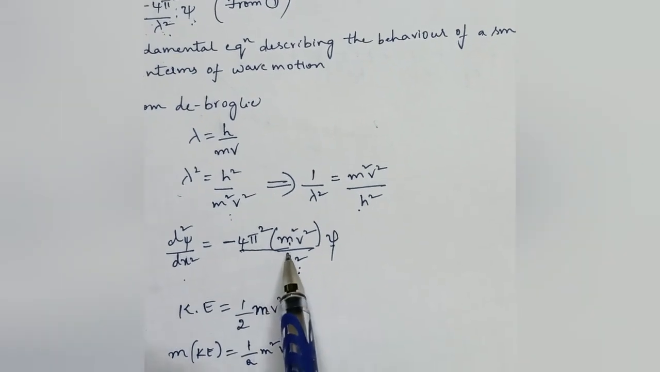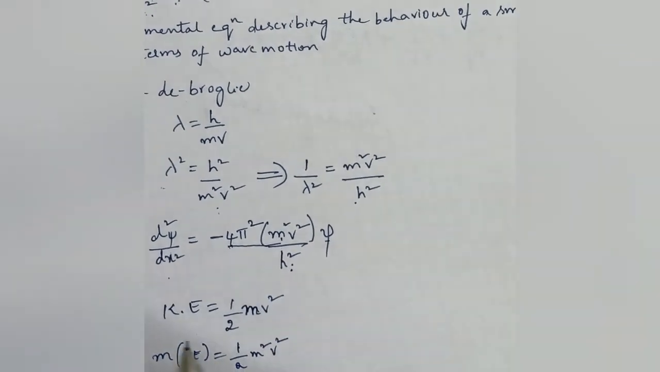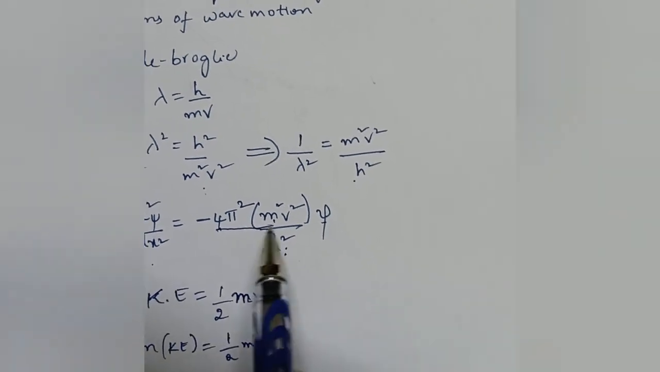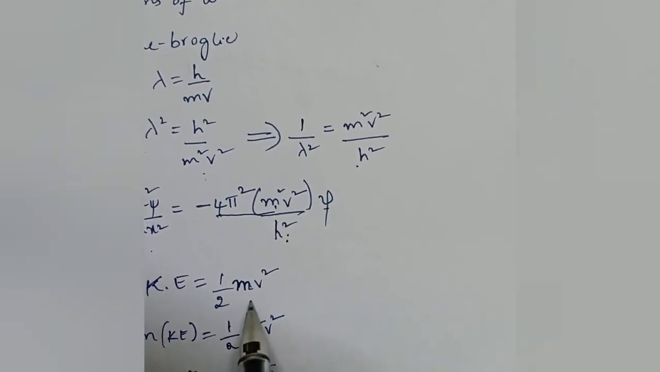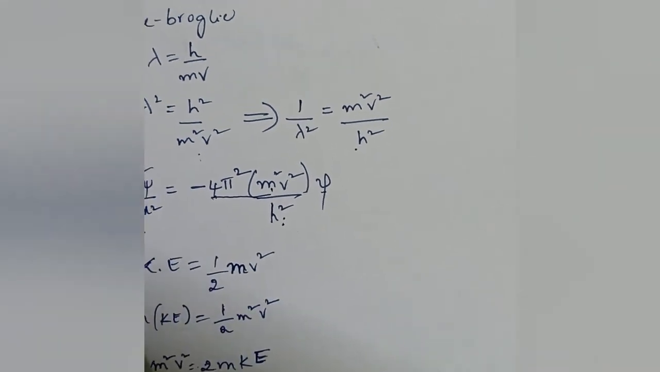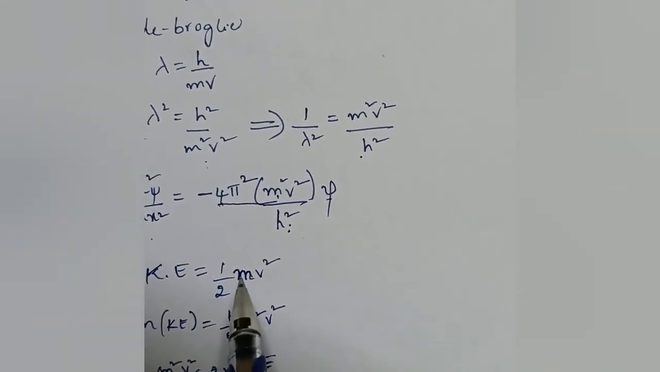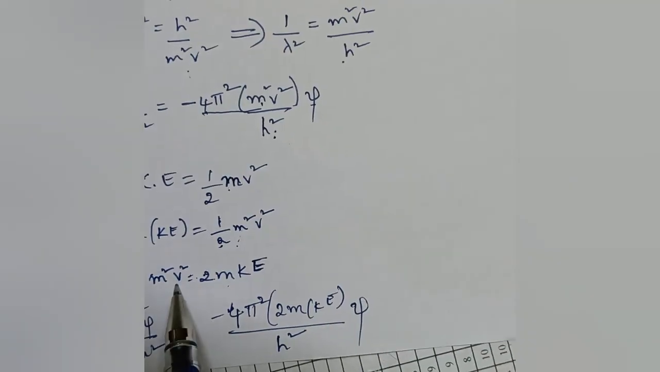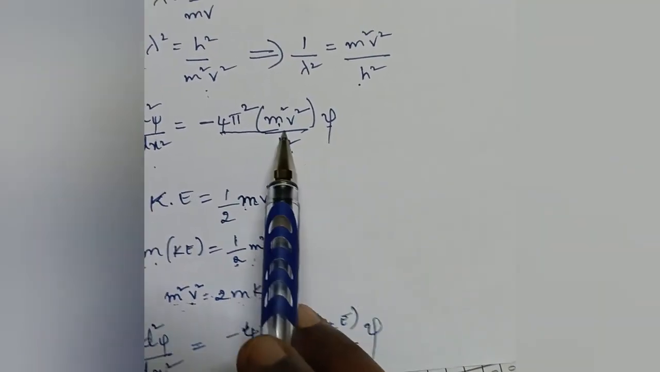So now we have to substitute the value of m square v square. We have kinetic energy is equal to half mv square. But I want m square v square. Here only mv square is there. So I am multiplying both sides with m. So here already one m is there, m into m square. Okay, then I am moving this 2 to the left hand side, then 2m KE is equal to m square v square. So substitute this value 2m KE here.